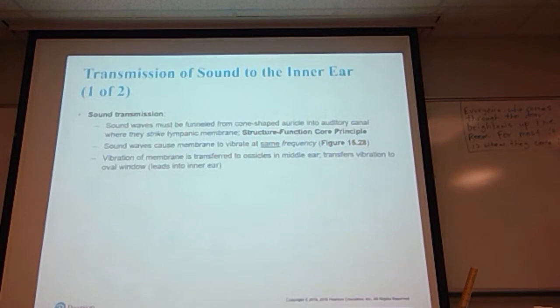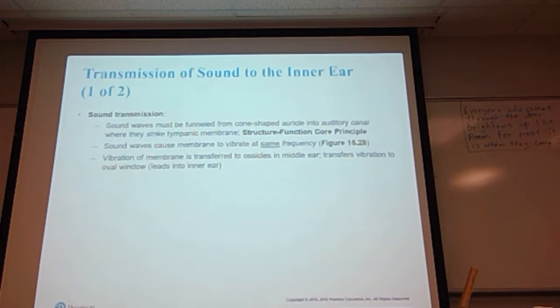Sound transmission within the inner ear. The sound waves must be funneled from the cone-shaped auricle into the auditory canal where they strike the tympanic membrane. Structure and function: it is made the way it is so it can do its job, and it can do its job because of the way it's made. Sound waves then cause the membrane to vibrate at the same frequency as the sound.